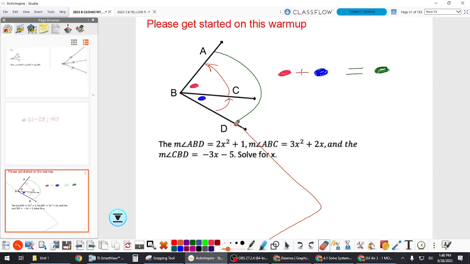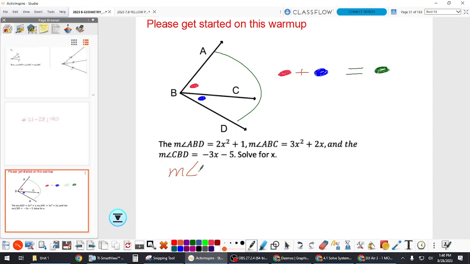So that is the physical concept. Now we just need to make this a relationship that we can use to solve. I see three angles and three expressions given, so let's write an equivalent statement first.